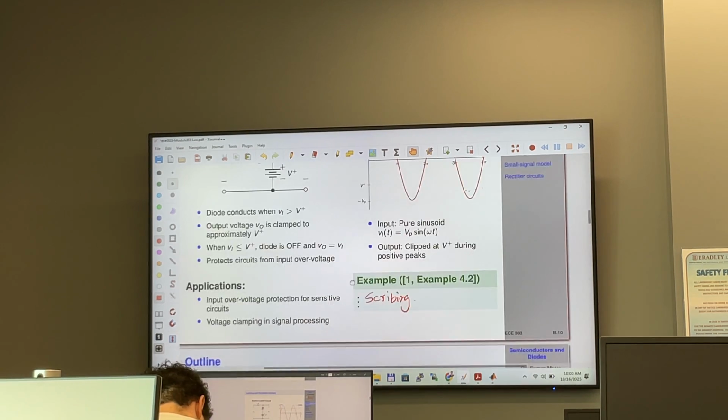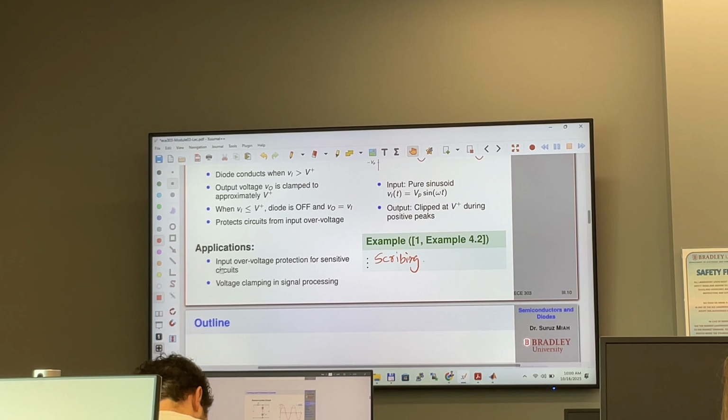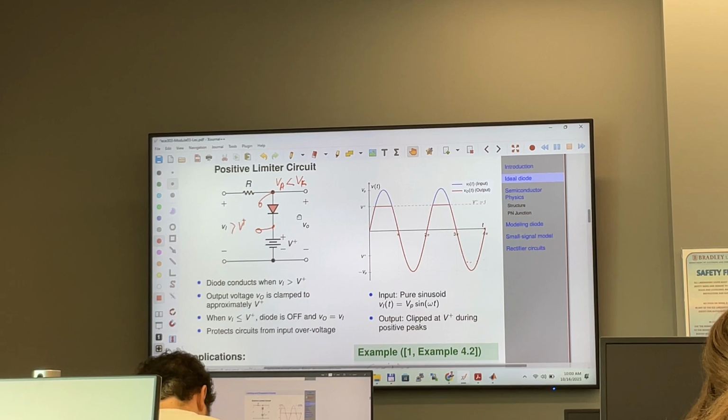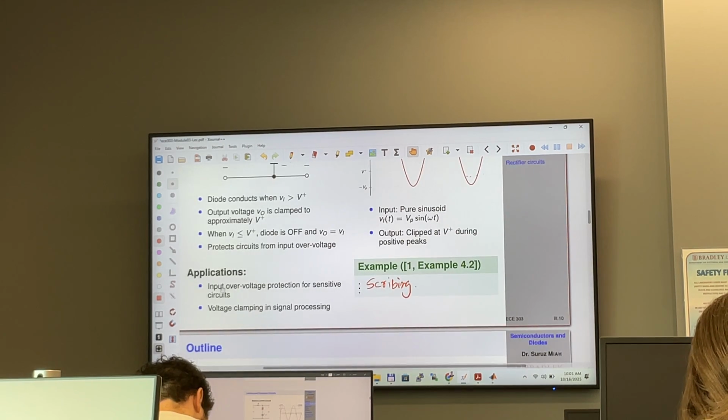All right. Now, little applications, like input over-voltage protection for sensitive circuits, and voltage clamping for signal processing. So these basic ideas will come in handy when you design a complex circuit where you have a very sensitive circuit and you don't want to have voltage over a certain level.